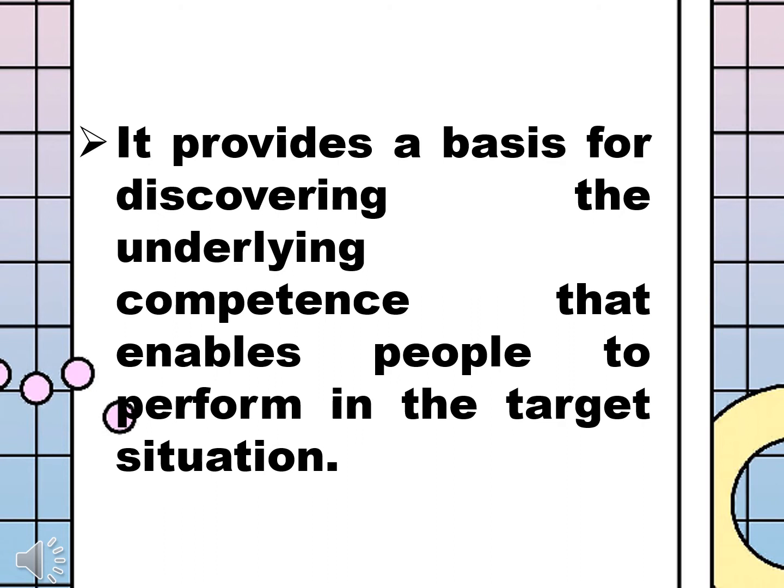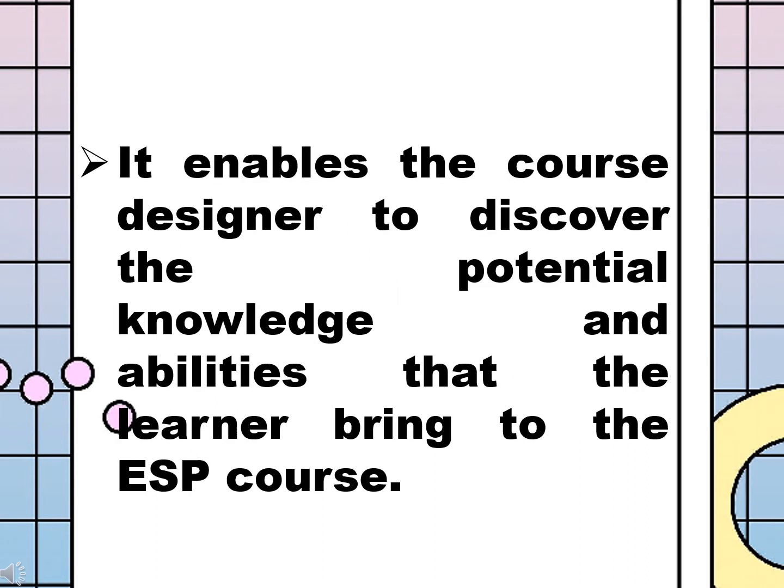Instead, the ESP course and the target situation are seen as a continuum of constantly developing degrees of proficiency with no cut-off point of success or failure. The emphasis of the ESP course then is not on achieving a particular set of goals, but on enabling the learners to achieve what they can within the given constraints. The role of needs analysis in a skill-centered approach is twofold. Firstly, it provides a basis for discovering the underlying competence that enables people to perform in a target situation. Secondly, it enables the course designer to discover the potential knowledge and abilities that the learners bring to the ESP course.